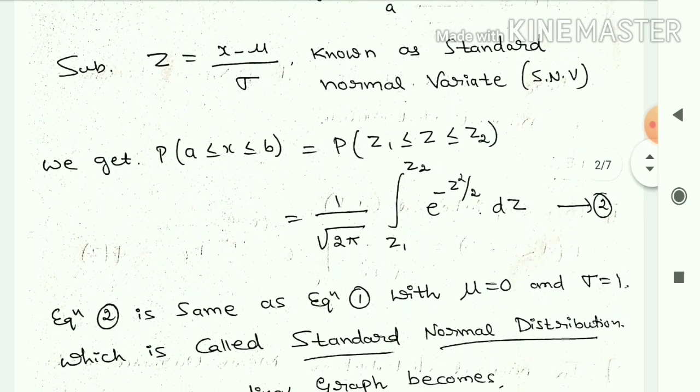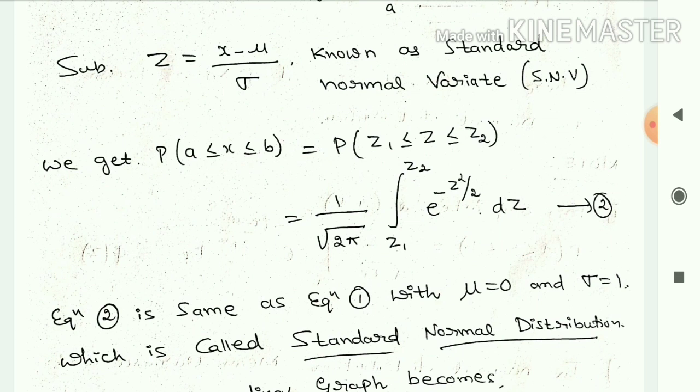Now p of a less than or equal to x less than or equal to b: x we are writing in terms of z. So the variable changes from x to z. I have taken the constants as z1 and z2. So p of z1 less than or equal to z less than or equal to z2 is equal to 1 by square root of 2 pi, integration z1 to z2, e power minus z square by 2 into dz. So this is the simplified form. I have not explained any step. You just remember the formula.